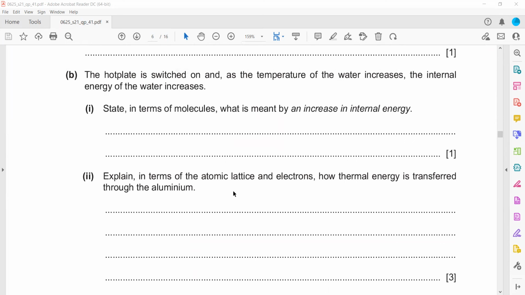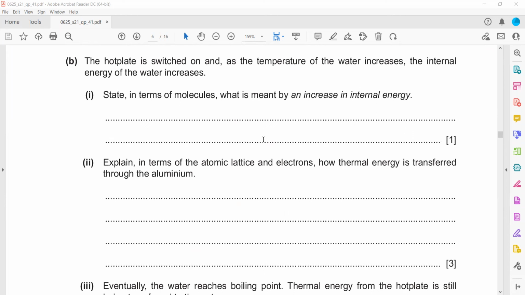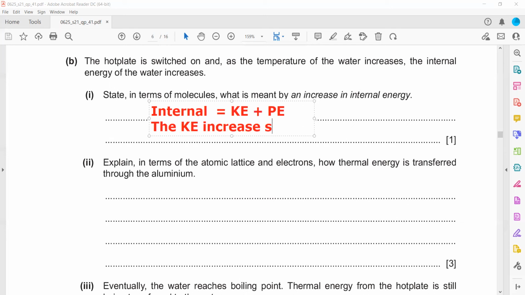The hot plate is switched on and the temperature of the water increases. The internal energy of the water increases. In terms of molecules, what is meant by an increase in internal energy? Look, internal energy is a sum of kinetic and potential. So when the temperature increases, the kinetic energy increases. So particles move faster. That's why the internal energy will also increase.